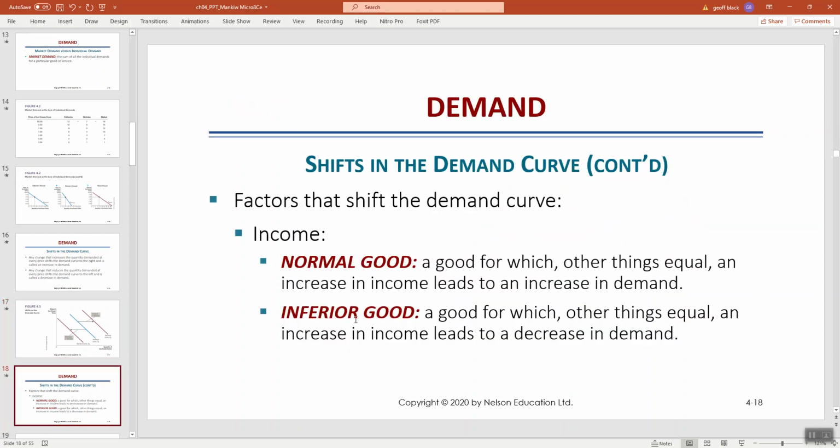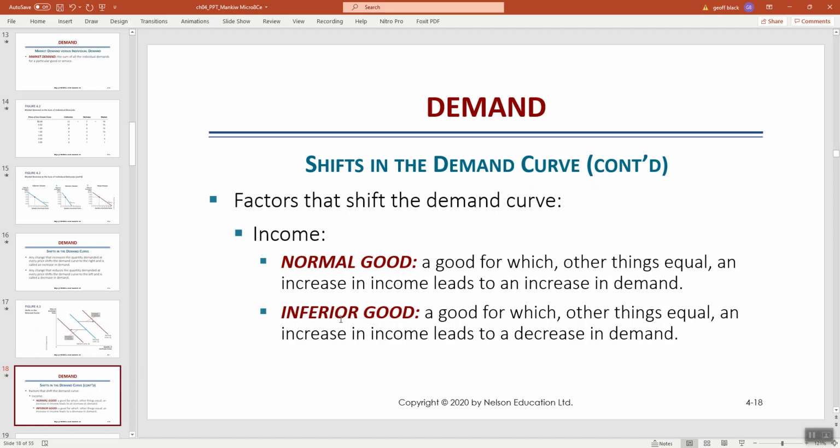But then we have these goods that are known as inferior goods. Okay, and they follow the opposite logic. And that would be a good like, the best example I can think of is Kraft Dinner or Mr. Noodles or some inferior good. It means if you earn more income, you actually buy less of it because it's inferior. You were buying it because your income was so low. But as you earn more money, you don't buy it anymore. So it's the opposite of a normal good. So that would be an inferior good.